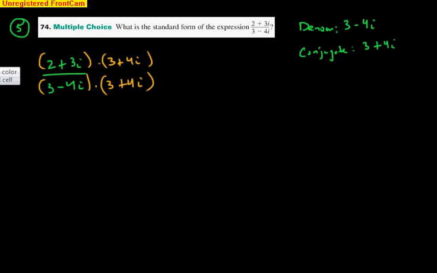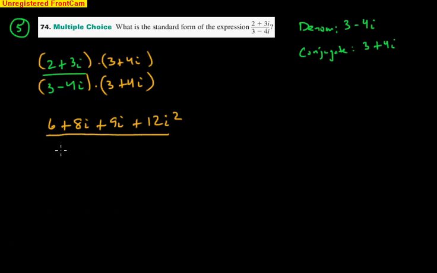In the top, I'll do the top in orange. 2 times 3 is 6. 2 times 4i is 8i. 3i times 3 is 9i. And 3i times 4i is 12i squared.